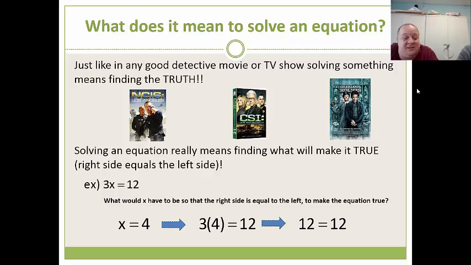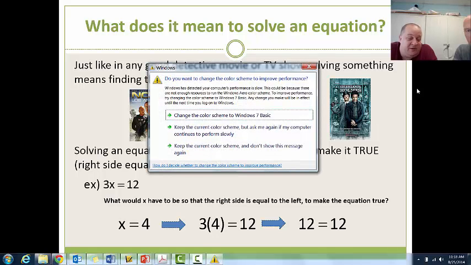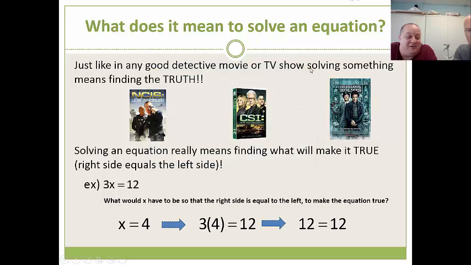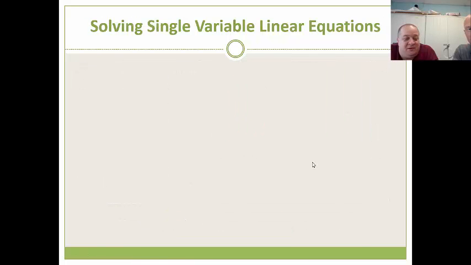It does. So x equals 4. And so we can then put a 4 where the x was and say 3 times 4 equals 12. So then we know that 12 equals 12. Isn't that great? Makes things simple. Let's move on to our next one.